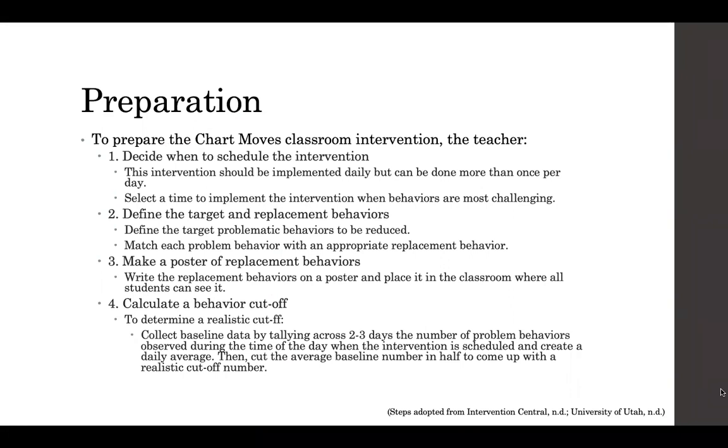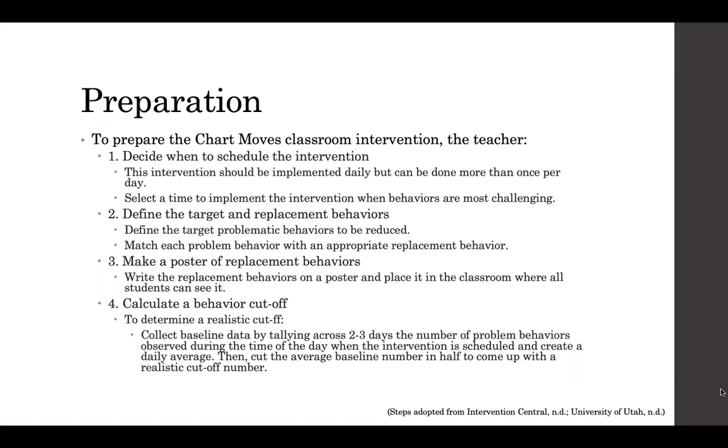Then define the target and replacement behaviors. Define the target problematic behaviors to be reduced, such as talking during instruction, being out of their seat, things like that. Then match each problem behavior with an appropriate replacement behavior, such as raising hand before talking, sitting up straight and facing the teacher, things like that. Then make a poster of replacement behaviors. Write the replacement behaviors on a poster and place it in the classroom where all students can see it to remind them of what behaviors are appropriate and expected.